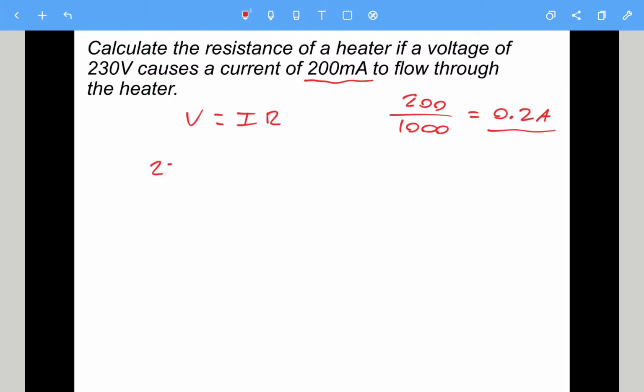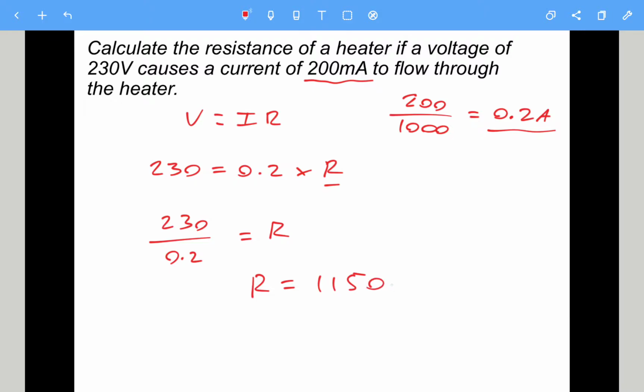So V equals IR. The voltage is 230 equals a current of 0.2 amps times the resistance R. To get the resistance, we need to get rid of the times 0.2. So we divide 230 by 0.2, which equals the resistance. So the resistance is equal to 1,150 ohms.